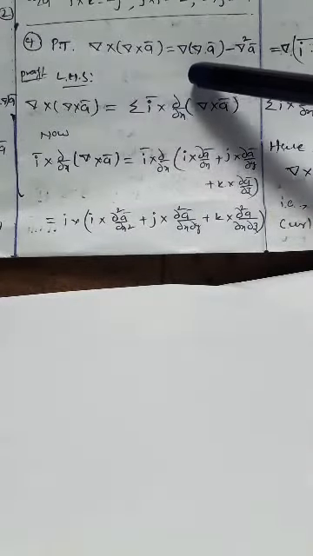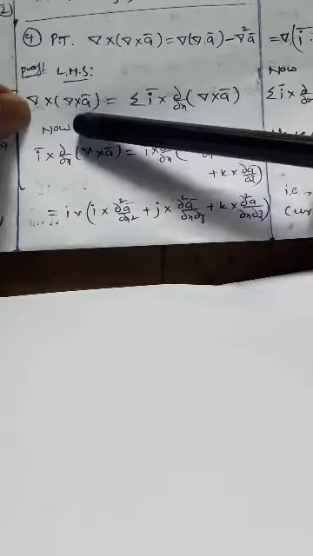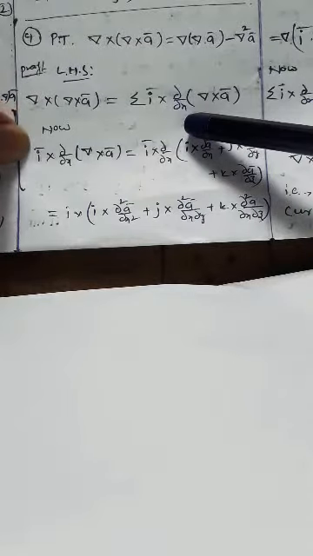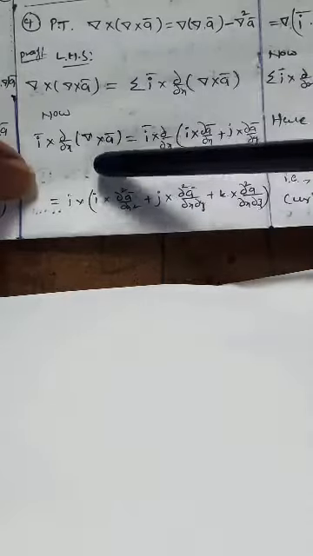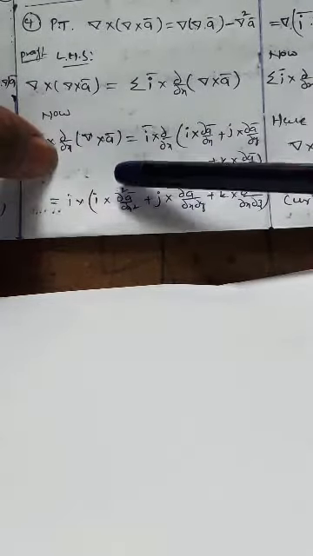Now we have another important problem. Del cross del cross a equals del of del dot a minus del square a. LHS: del cross is nothing but summation i cross ∂/∂x of del cross a. So first of all let me do this one only, and after this we apply the summation. So take this one, i cross ∂/∂x of, now internally del cross a means what? i cross ∂a/∂x plus j cross ∂a/∂y plus k cross ∂a/∂z.